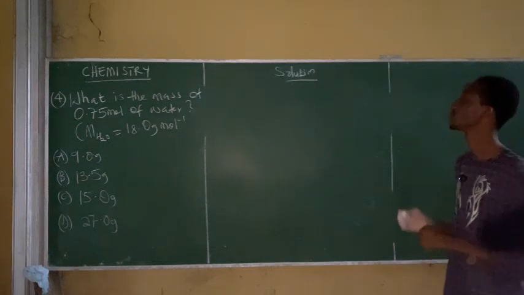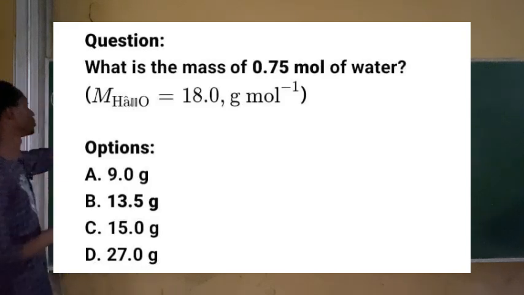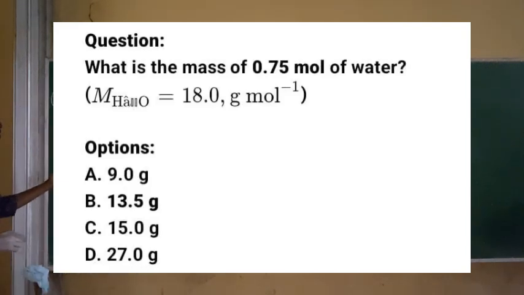Question 4 says, what is the mass of 0.75 moles of water? Take the mass of water to be 18.0 gram per mole. Option A, we have 9.0 gram. B, we have 13.5 grams. C, we have 15.0 gram. And D, we have 27.0 gram.